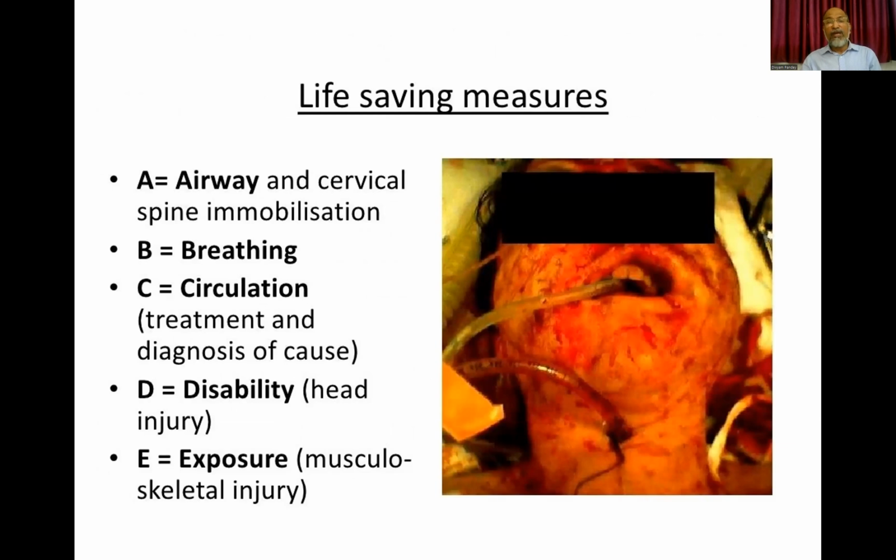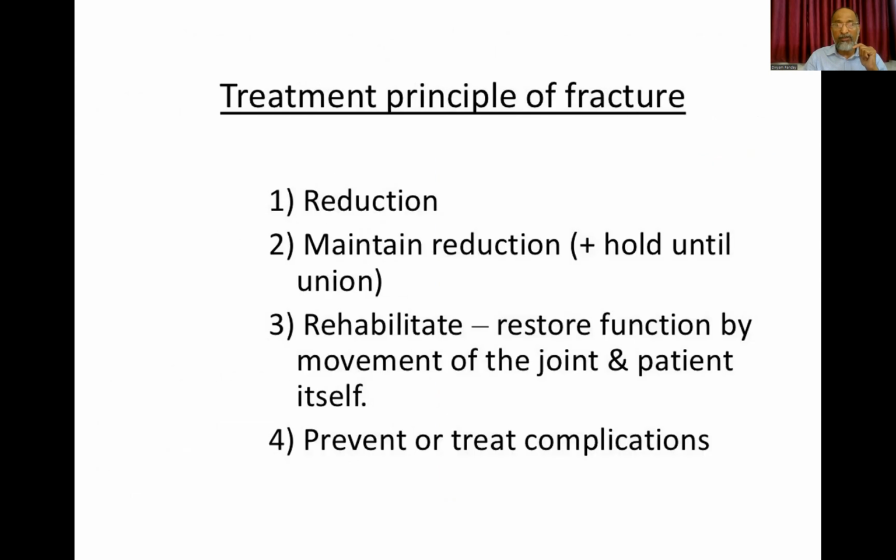Then what are the life-saving measures? They are A for airway, then B is for breathing, C for the circulation, D is the disability, and E is the exposure. All this has to be seen at the site of accident or whenever the patient is seen for the first time in the casualty or in the A and E department. And these A, B, C, D, and E should be looked at sincerely and with all devotion so as to save the life of the patient.